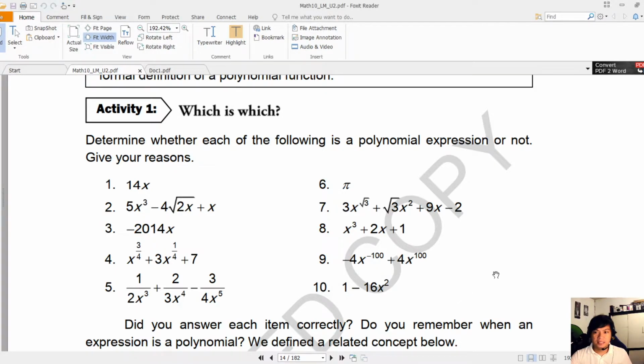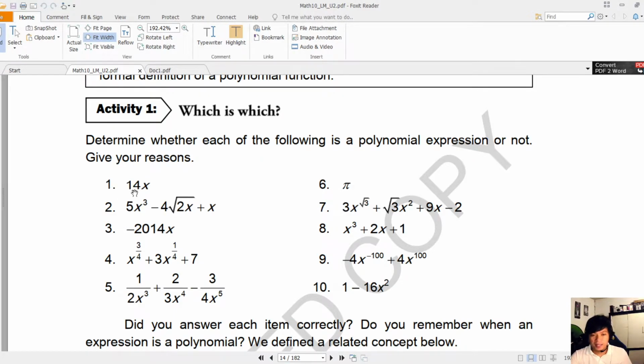And today, we will have a short review about identifying polynomial expressions. Now, there are given here, ito yung mga example, and identify natin kung itong mga naibigay is a polynomial or not. Determine whether each of the following is a polynomial expression or not. So we are going to give our reasons.